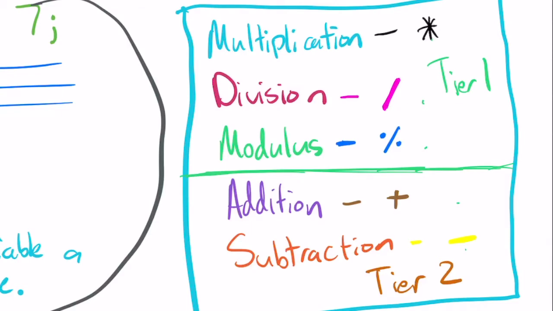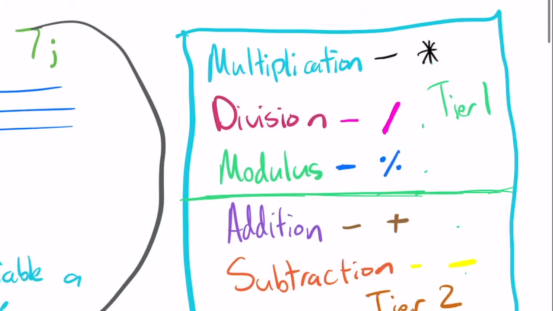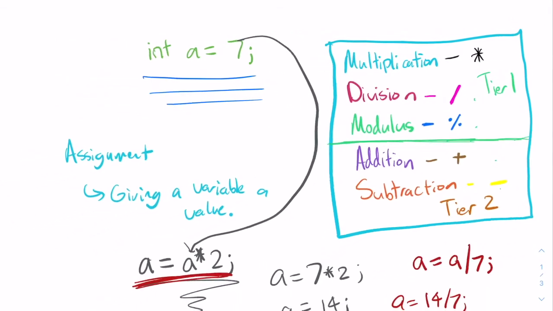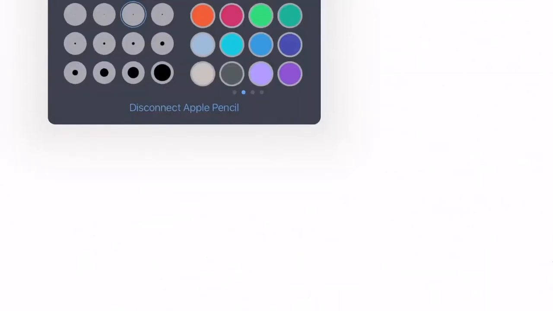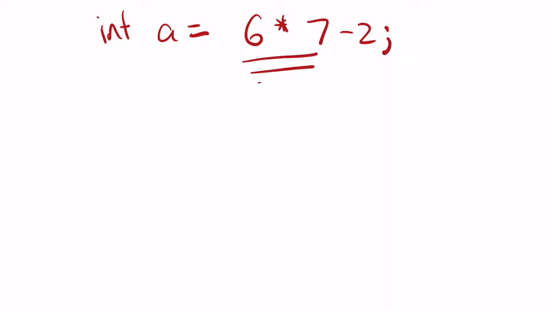You might know this from algebra, right? So this is like PEMDAS: parentheses, exponents, multiplication, division, addition, subtraction, where we're not going to use exponents, however. So let's give an example. Let's say we have int a is equal to 6 times 7 minus 2. Now, using order of operations, we know this operation will happen first. 42 minus 2 is equal to 40.